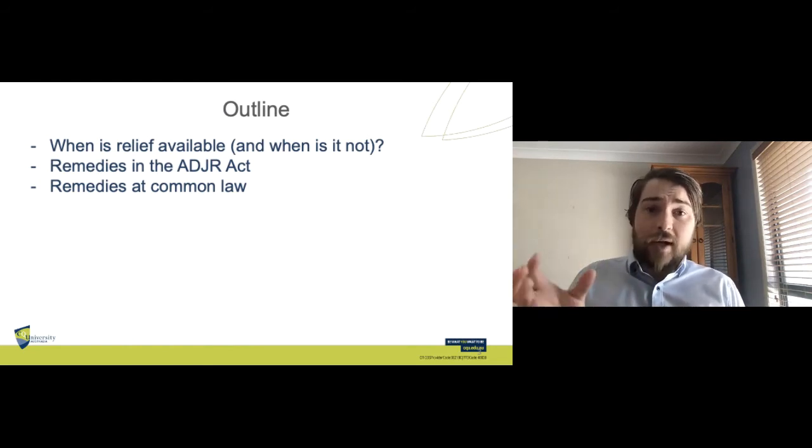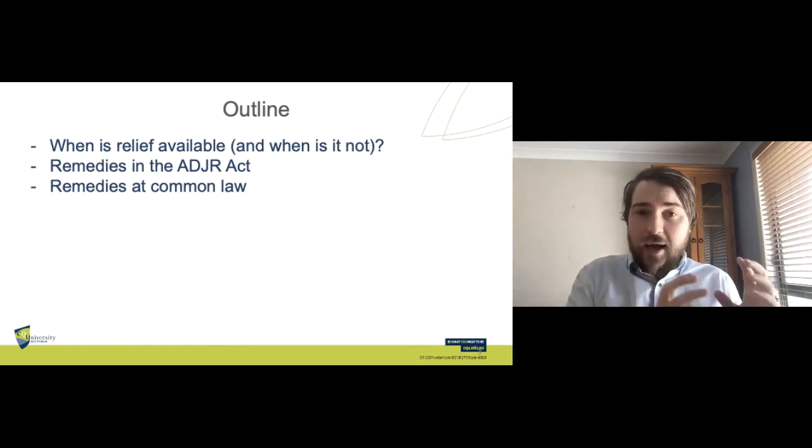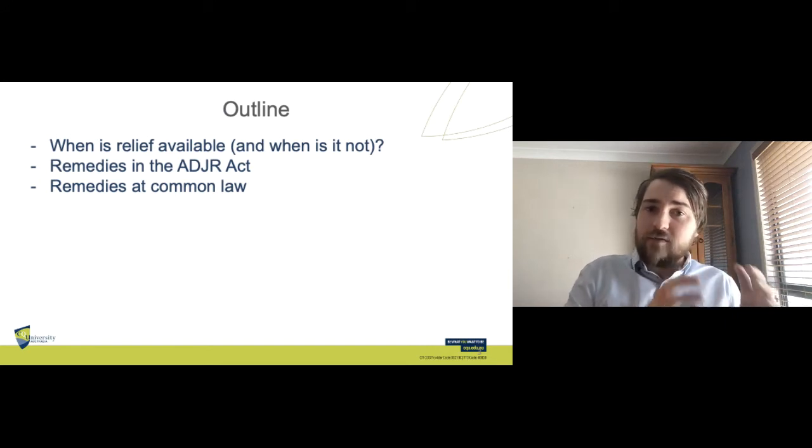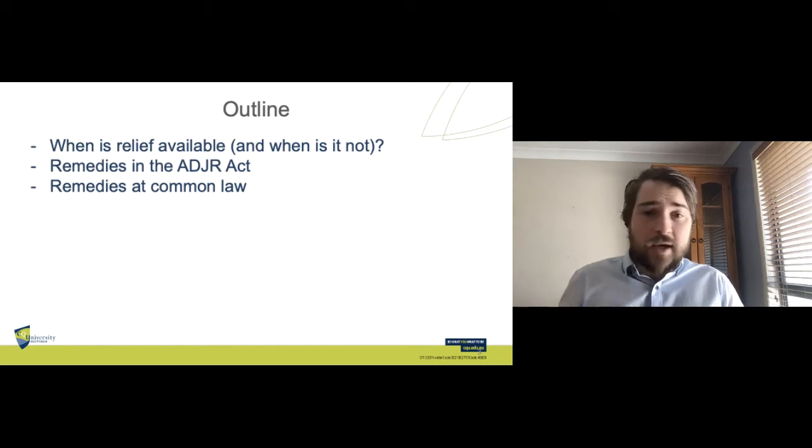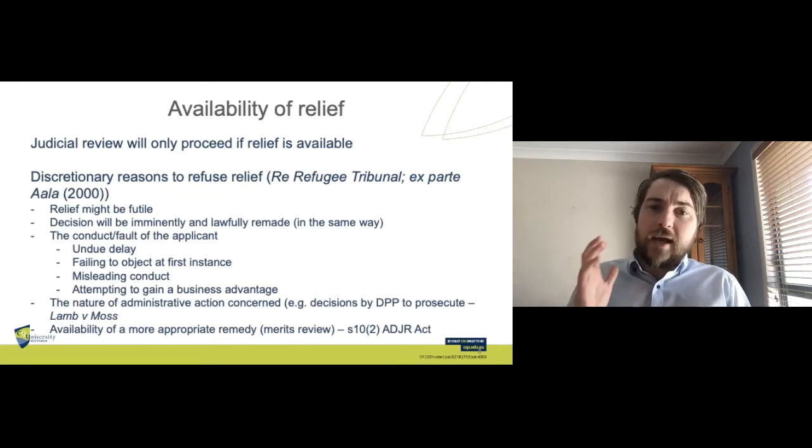So we'll start by talking today about when relief is available and when it's not, because having an available remedy is actually a crucial part of asking for judicial review in the first place. A court is not going to engage with a matter that they can't remedy. Then we'll look at remedies under the Administrative Decisions Judicial Review Act. We'll take a look at remedies under common law, and then lastly, we'll have a think about remedies that are available in equity. So let's start by looking at the availability of relief, because judicial review will only proceed if relief is available.